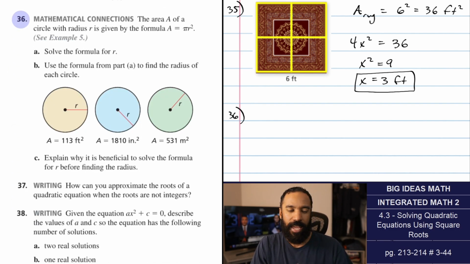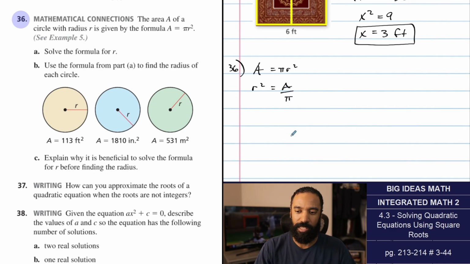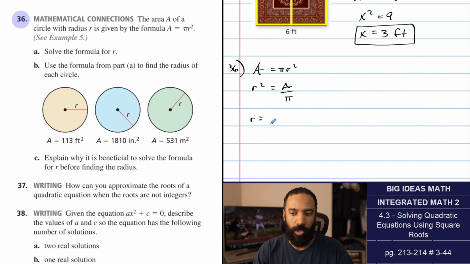The area A of a circle with radius r is given by the formula A equals pi r squared. Solve the formula for r. So for A equals pi r squared, let's get r by itself. I will divide both sides by pi to get r squared equals A over pi, and then take the square root of both sides. We will get r equals, remember, radius also has to be positive only, so there's no plus or minus here, just the square root of A over pi.